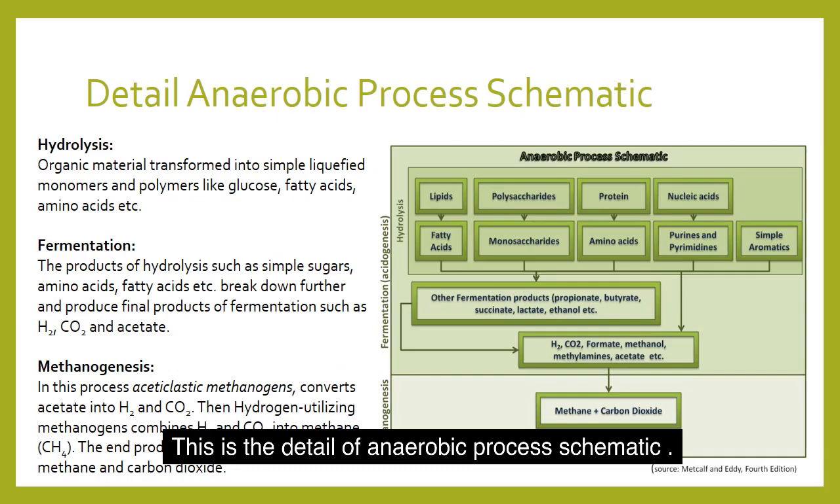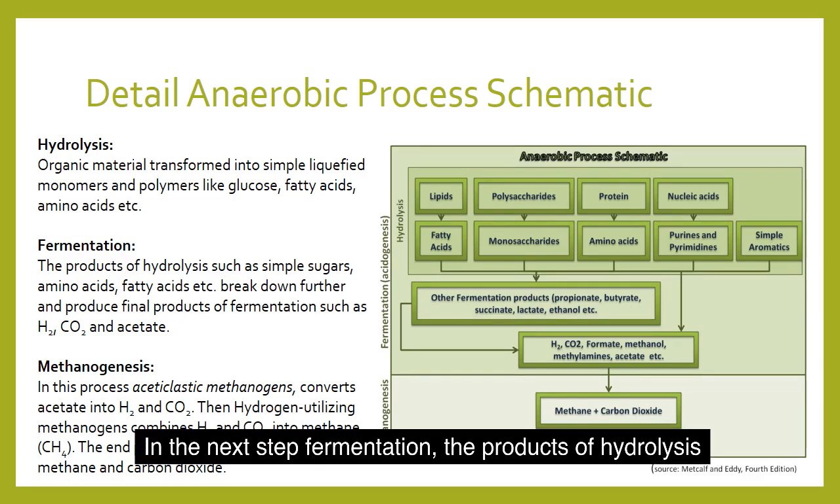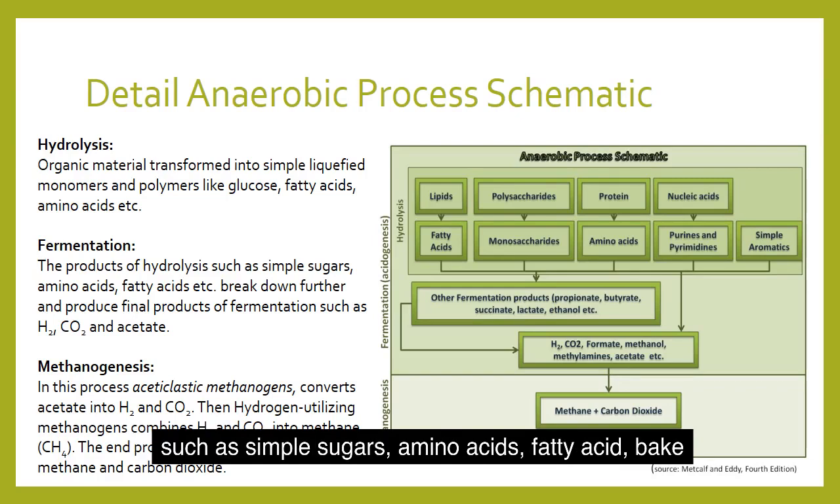This is the detail of the anaerobic process schematic. That's how organic material is broken down into different substances to produce biogas at the end. In the first stage, hydrolysis, organic material transforms into simple liquefied monomers and polymers, like glucose, fatty acids, amino acids, etc. In the next step, fermentation, the products of hydrolysis, such as simple sugars, amino acids, and fatty acids, break down further and produce final products of fermentation, such as hydrogen, carbon dioxide, and acetate.